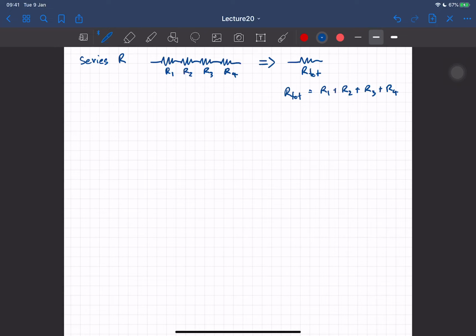Anyway, now that we have R4, we can combine these two together, right? Because now they are in series, so we just combine these two together, and this is easy because you just add them. So we have R total equal to 10 plus 13.33, and that's going to be 23.33 ohms.